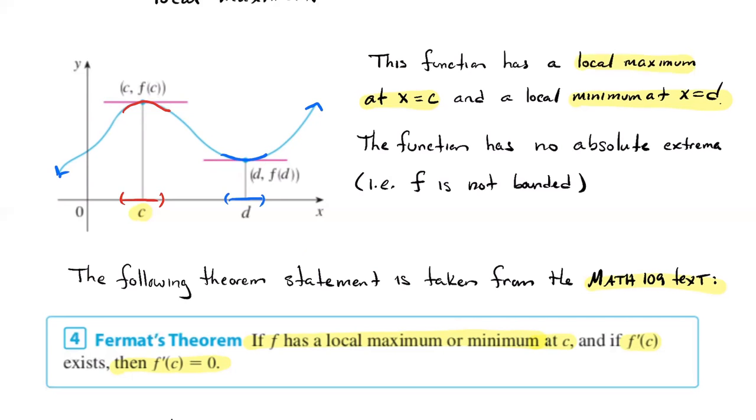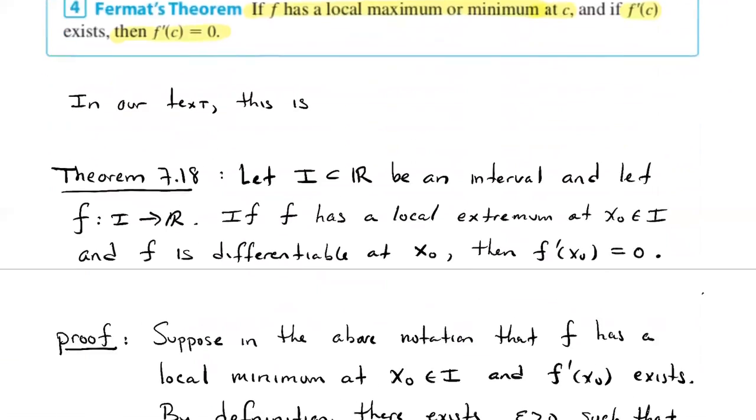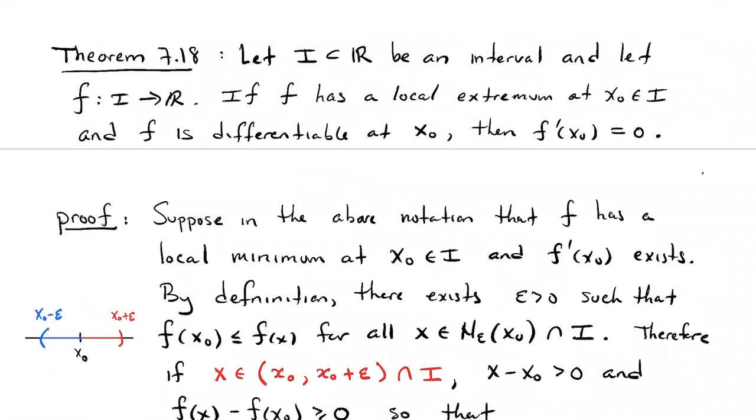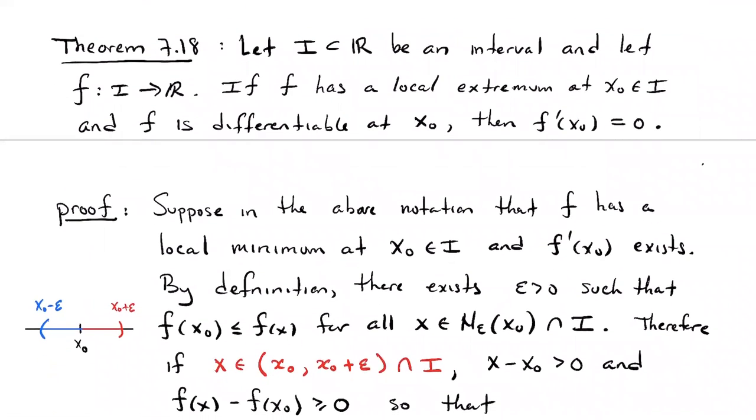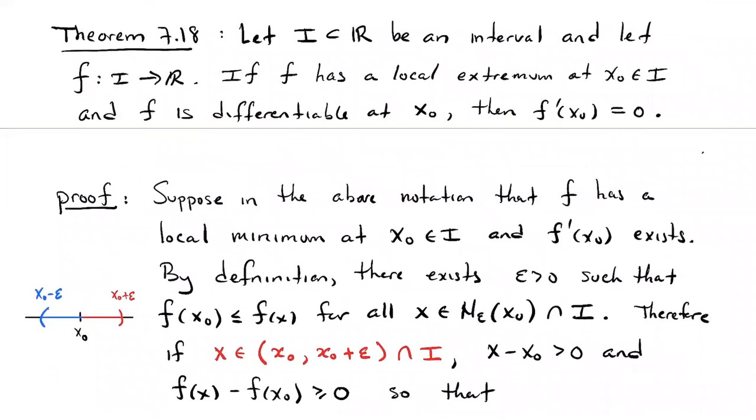All right, so how does this look in our book? Well, the statement of it in our book is the following. Here we are going to specialize to the case of an interval, so that we can use limit language. Every point in an interval is an accumulation point. So the preamble in the theorem is you've got some interval I, a function defined on it, and let's suppose that this function has a local extrema at a point in I. I'm not specializing into which kind.